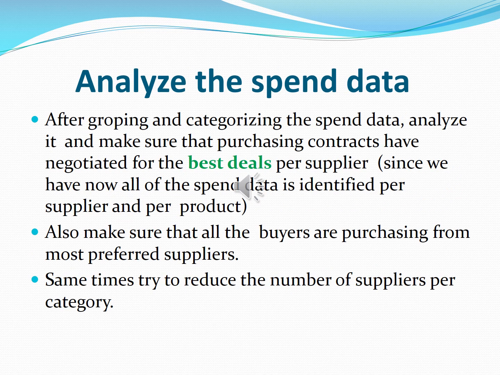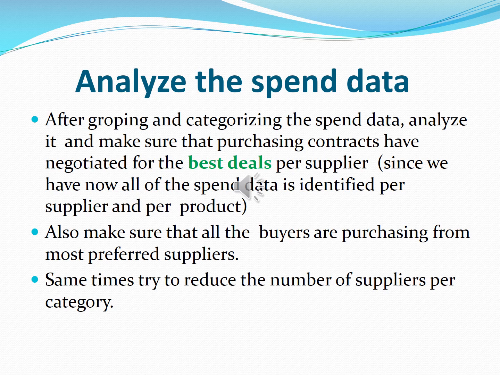After having all the data, we start analyzing it. After grouping and categorizing the spend data, analyze it and make sure that purchasing contracts have been negotiated for the best deals per supplier. Since we have all the spend data, identify per supplier or per product. So we have all the data in front of us, and we should make sure that we are getting the best deals from our suppliers, which is one of the major objectives of any spend data analysis. Also make sure that all the buyers are purchasing from the most preferred supplier.